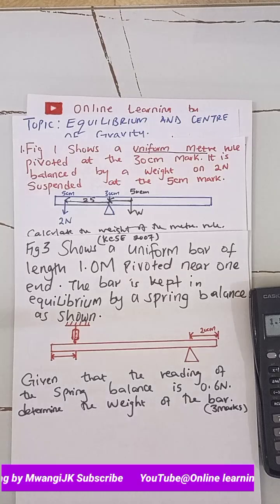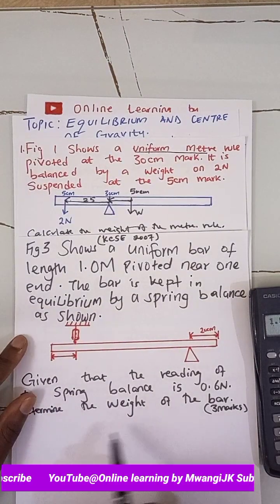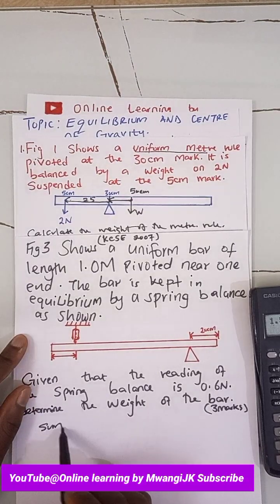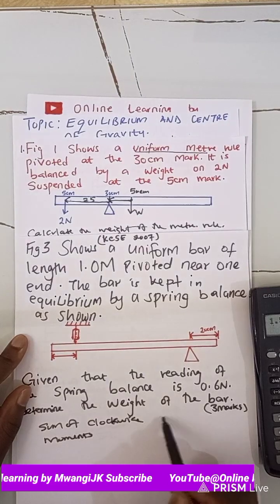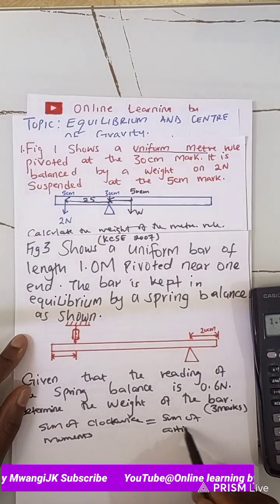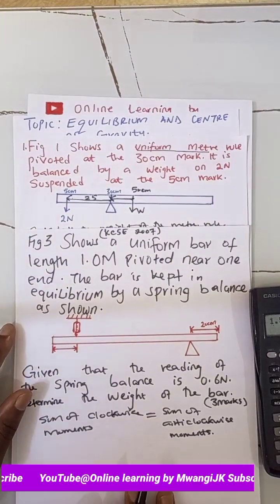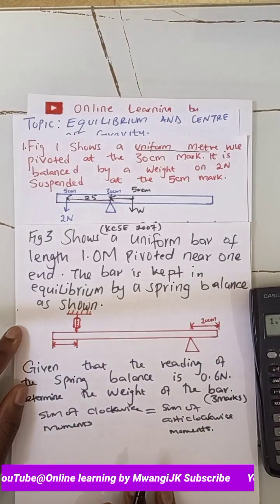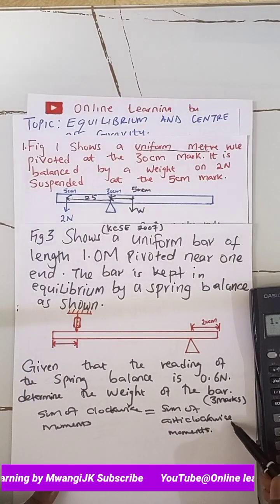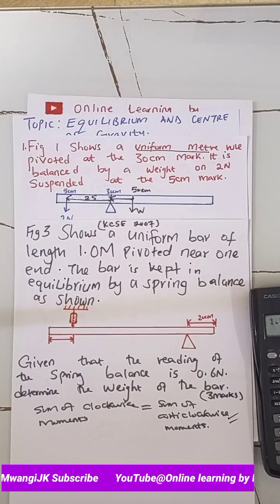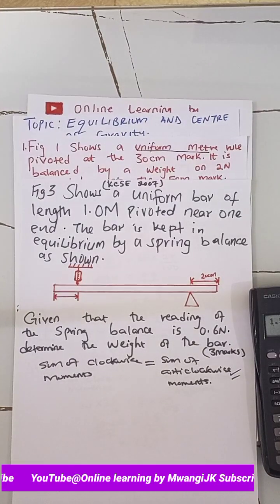Again, we are talking about the sum of clockwise moments being equal to the sum of anticlockwise moments. That is our point to take, and that should be the formula we consider: the sum of clockwise moments is equal to the sum of anticlockwise moments. So then we need to identify which are clockwise moments and which are anticlockwise moments in this case.